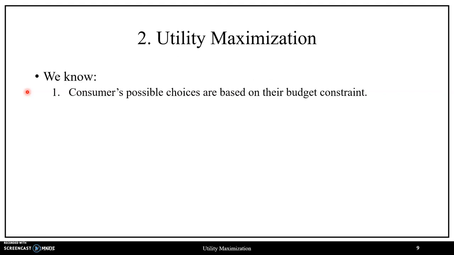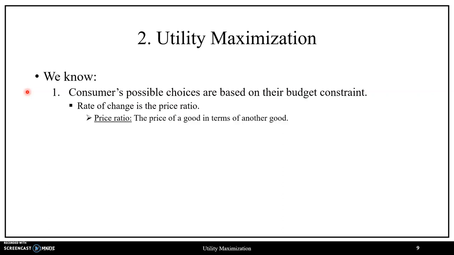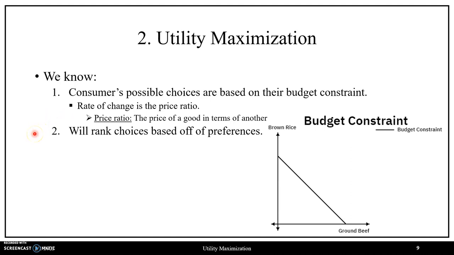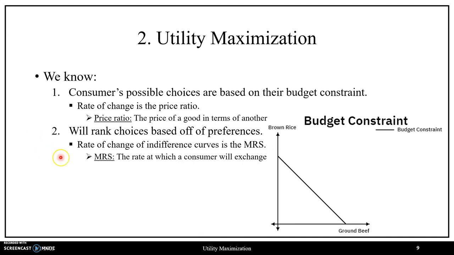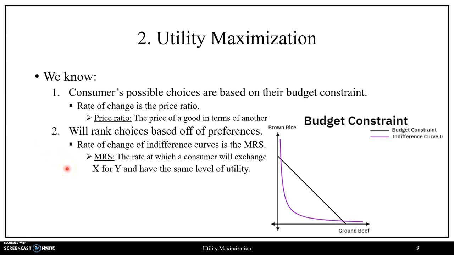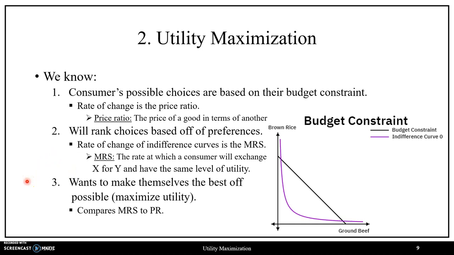Their possible choices are going to be based off of their budget constraint, and we know that the budget constraint has a rate of change in the form of the price ratio, that is the price of a good in terms of another good. We also know that consumers rank their choices based off of preferences, which we can examine via indifference curves, which has a rate of change in the form of the marginal rate of substitution. That is, the rate at which a consumer will exchange X for Y and have the same level of utility. Lastly, we know that consumers want to make themselves the best off possible. That is, maximize utility. Therefore, they will compare the two rates of change, that is the marginal rate of substitution, to that of the price ratio.